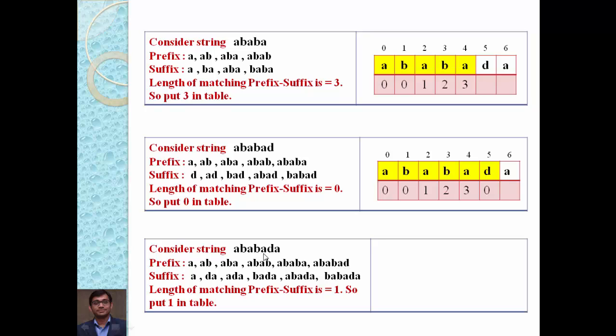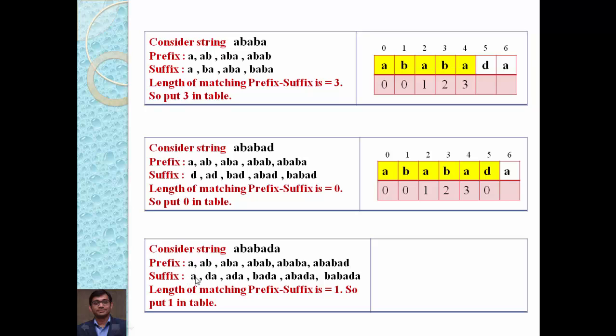Find out all the suffix. So after A we have a set of characters like BABADA. So we need to start from the last character. So A is a suffix, then the pair of characters DA is a suffix, then ADA is a suffix, BADA is a suffix, ABADA is a suffix, and BABADA is a suffix. Find out all the strings of prefix and suffix, and we need to identify which one is common.